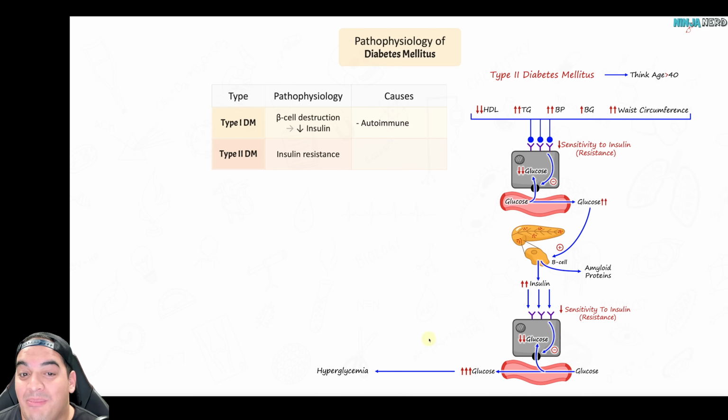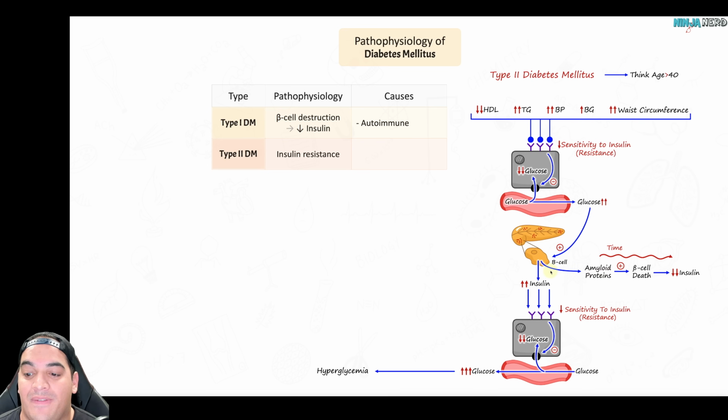The other thing that's really important to remember in these patients is that whenever the beta cells are pumping out tons of insulin, the other complication is that other proteins are released, called amyloid proteins. Whenever you're releasing tons and tons of insulin, you're releasing tons and tons of amyloid proteins. Over time, these can lead to fibrosis and destruction of the actual beta cells, to the point where the beta cells die and aren't able to produce enough insulin.